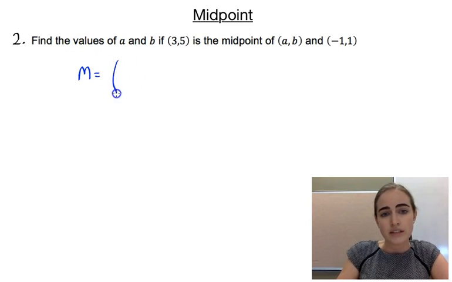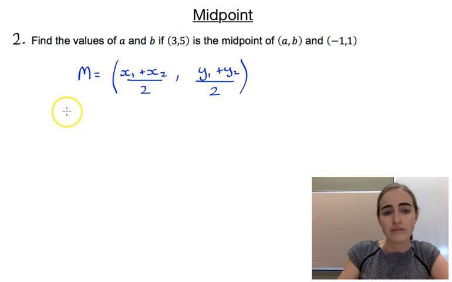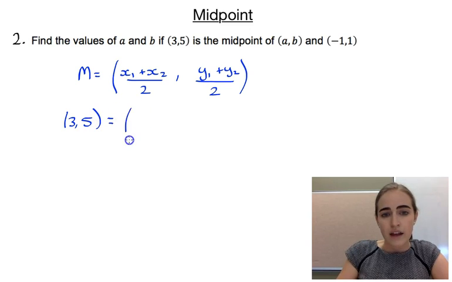So midpoint is x1 plus x2 over 2 and y1 plus y2 over 2. So now we can fill in what we know. We know that our midpoint is 3, 5. And our x1, x2 is a and minus 1. So a plus minus 1, so I'll just write a minus 1 over 2. And then we've got b plus 1 over 2.